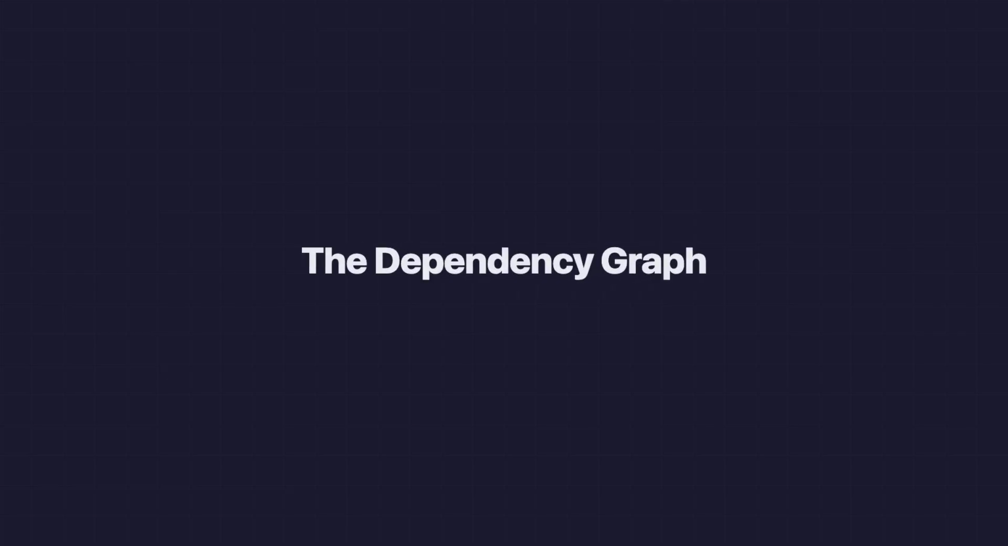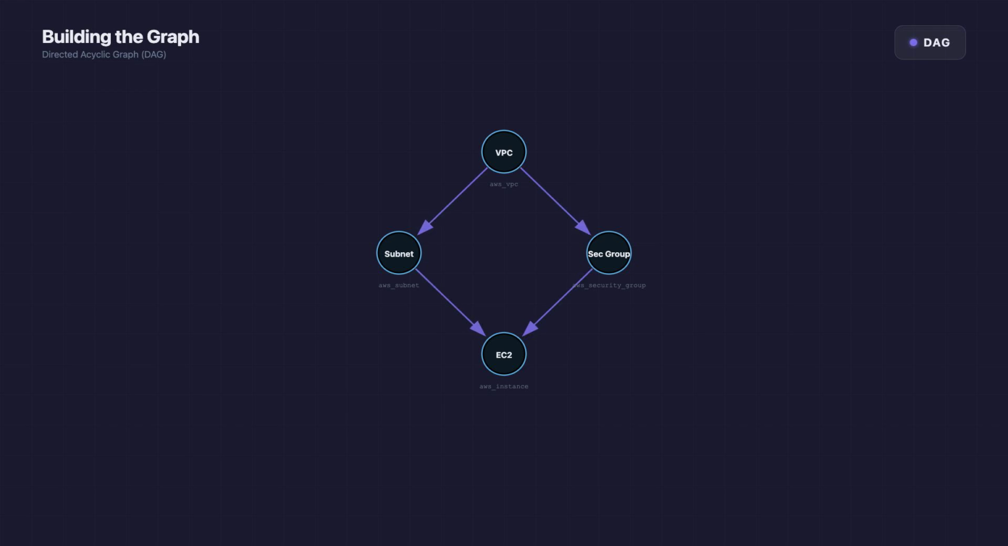Before Terraform creates or changes anything, it does something clever. It analyzes your entire configuration and builds a dependency graph. Let's say your config defines a VPC, a subnet inside that VPC, a security group, and an EC2 instance that uses both the subnet and the security group. Terraform reads these references and constructs a directed acyclic graph, or DAG, where each edge represents a dependency. The VPC must exist before the subnet. The subnet and security group must exist before the EC2 instance. But notice, the subnet and the security group don't depend on each other. They can be created in parallel.